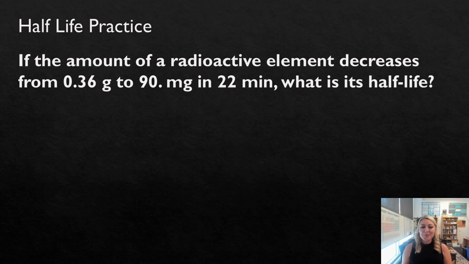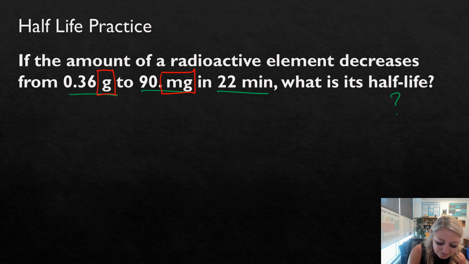In our next example, we're told the amount of a radioactive element decreases from 0.36 grams to 90 milligrams in 22 minutes. What is its half-life? Okay, this looks really straightforward at first glance, like I'm just going to use the same approach as last time, but it's not. Here we have a difference in units, and be very careful of this, okay? That number 90 is bigger than 0.36, so that should be a red flag because your amount should be decreasing.